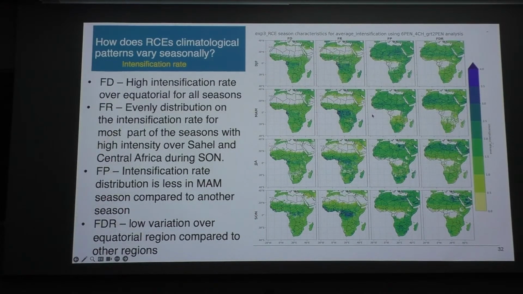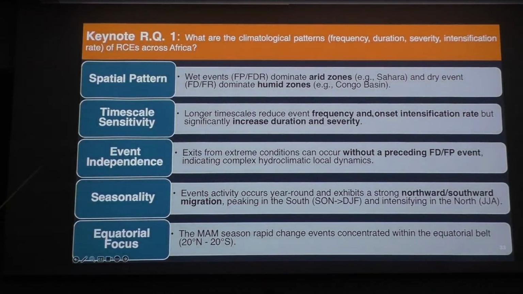As we go further, the intensity and onset intensification rate decrease. Okay, now I want to wrap up my first question by showing the spatial pattern: most of the wet events are dominated in arid zone areas, such as the Sahara, while most of the dry events are dominated in humid zones. And on time sensitivity, as we go to longer time scales to define this event, frequency and onset intensification rates do decrease while the duration increases.